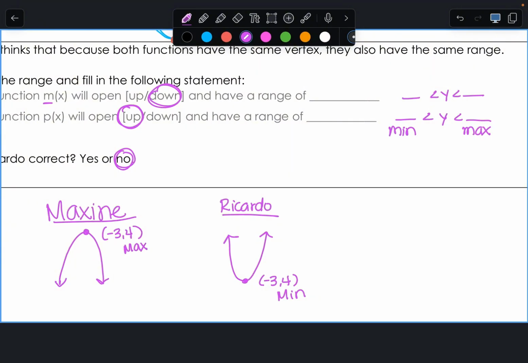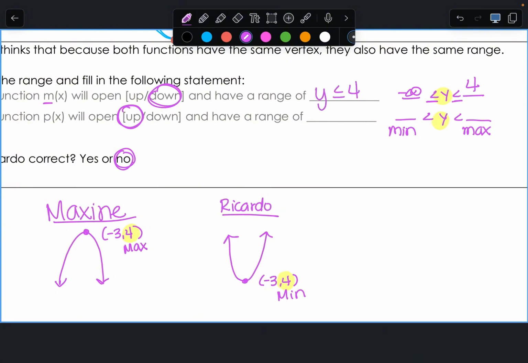Okay. For the range, we're talking about the y value. So we're only looking at the number 4. For Maxine, where am I going to put that 4? On the left or on the right side? The right. On the right side. Meaning this side, negative infinity. So the range for her is y is less than or equal to 4.